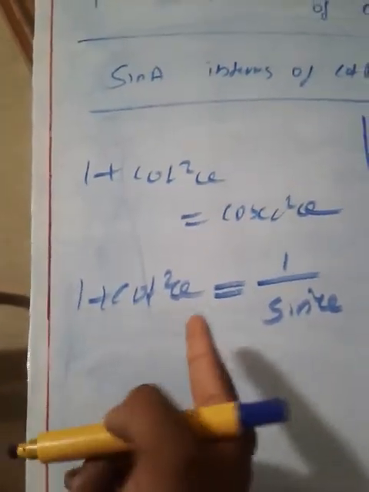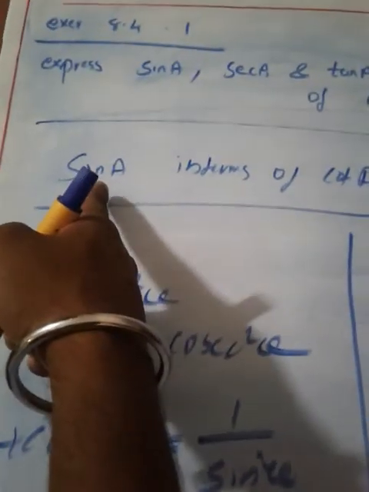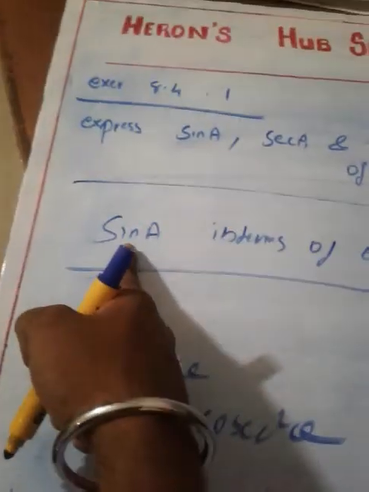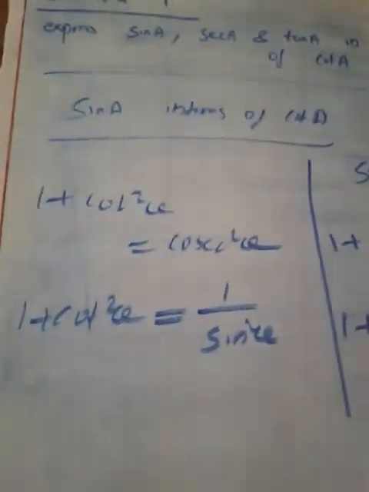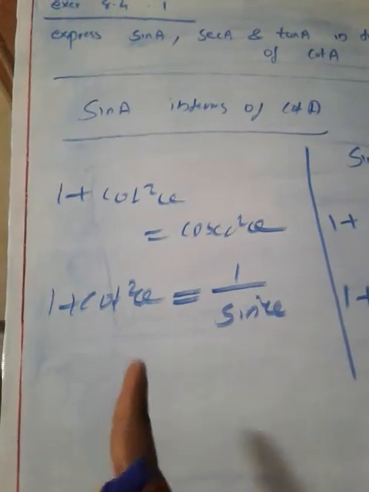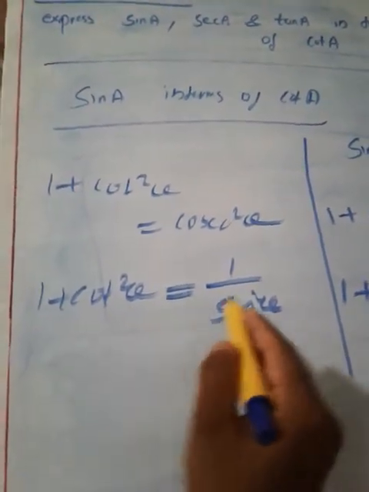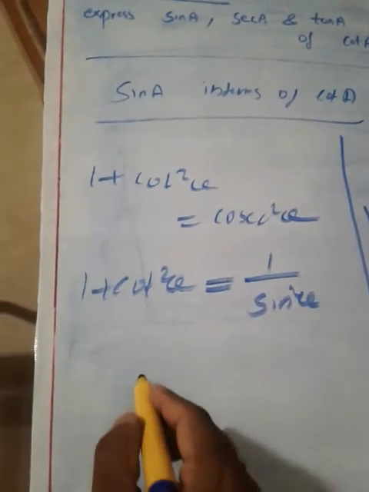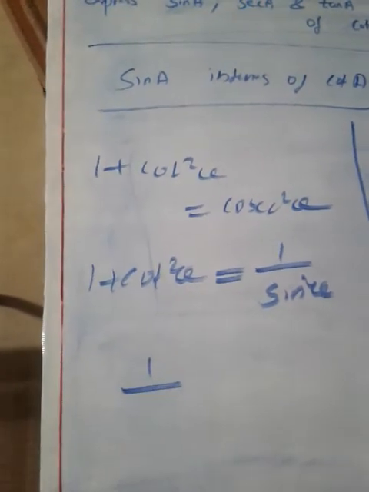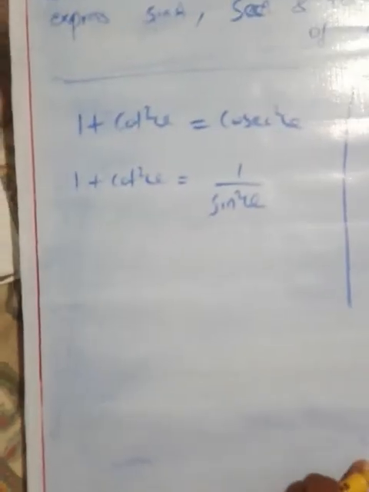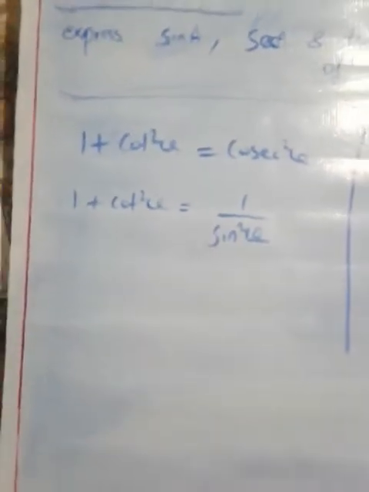So we need an expression for sine A in terms of cot A, no? Isn't it? So LHS we have to make as sine only, and RHS we have to make as cot. So 1 plus cot square theta is equal to 1 by sine square theta. I am going to write in this way. So you may have understood this much. 1 plus cot square theta is equal to 1 by sine square theta.